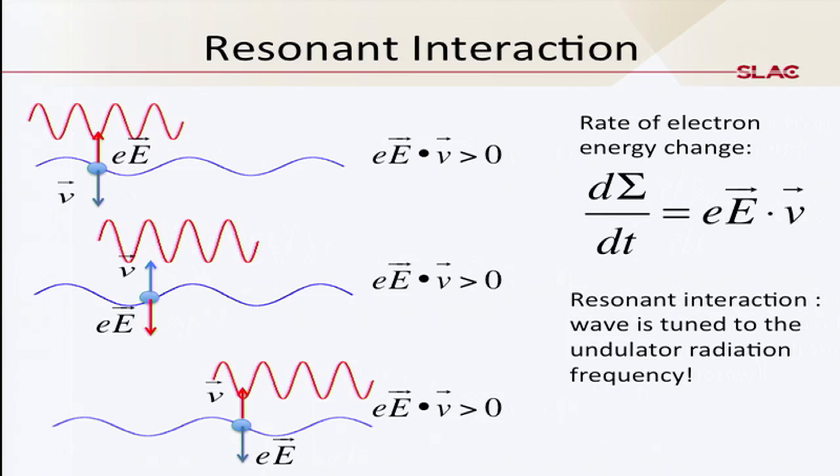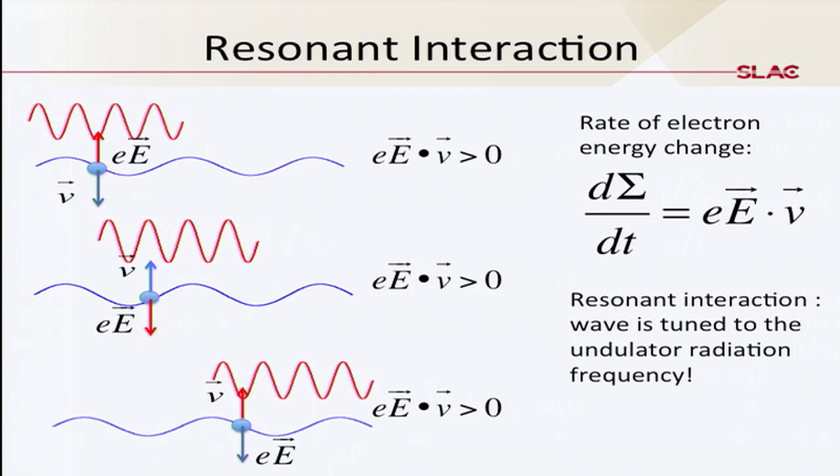And what that does is it gives you a net energy exchange between the electrons and the radiation, right? The rate of electron energy change is given trivially by this expression here, where v is the velocity of your electrons. And so your electrons are resonant with the radiation. Each electron is going to either give energy to the field or take energy from the field, depending on the phase of the electron. Now, in an FEL, you have a lot of electrons. You have a lot of wavelengths in an electron beam. So what that does is it creates a smooth energy modulation in your electron bunch.